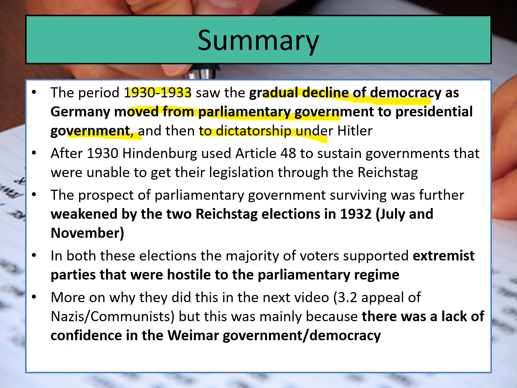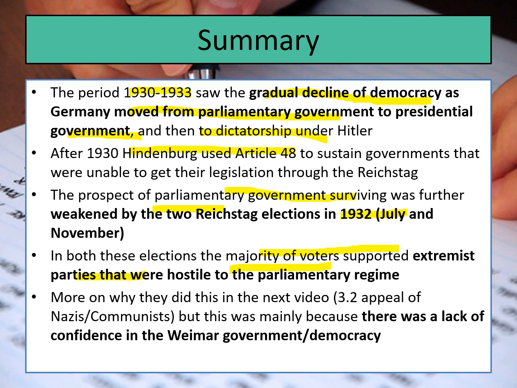Remember that we talk about this being a presidential government because Hindenburg was using Article 48 frequently to try and sustain governments, and the Reichstag didn't even really meet very regularly, not even meeting between February and October 1931. The prospect of parliamentary government surviving was further weakened by elections. It was already weakened by September 1930, when the Nazis managed to go up to 107 seats, or 18.3% of the vote, and it's further weakened in July 1932, when they got up to 230 seats, or 37% of the vote. In both of these elections, the majority of voters supported extremist parties that were hostile to the parliamentary regime.